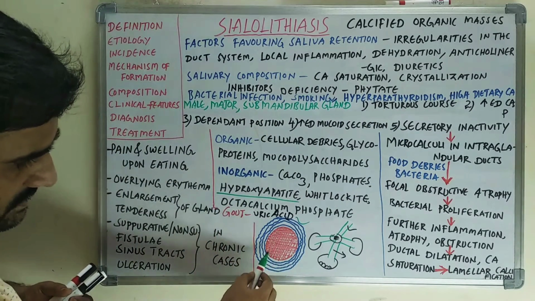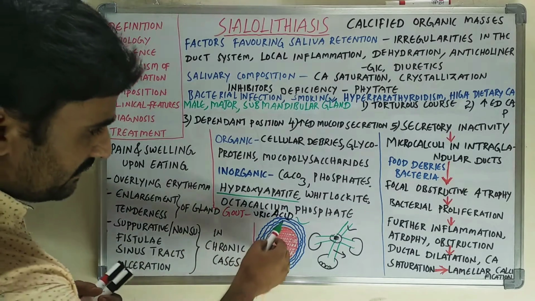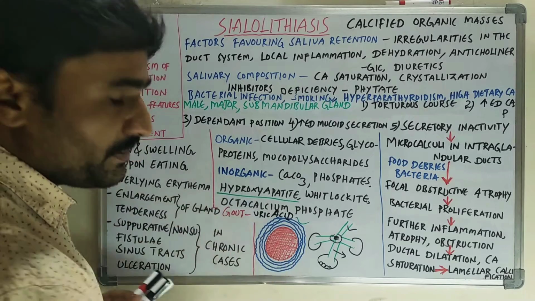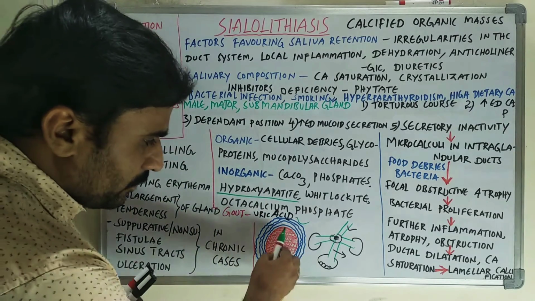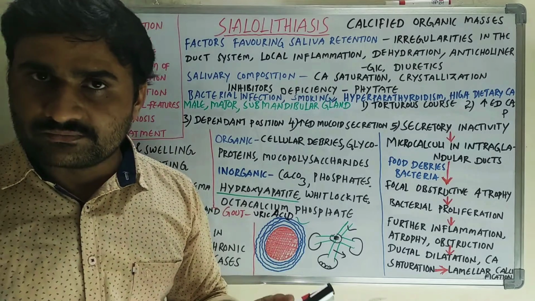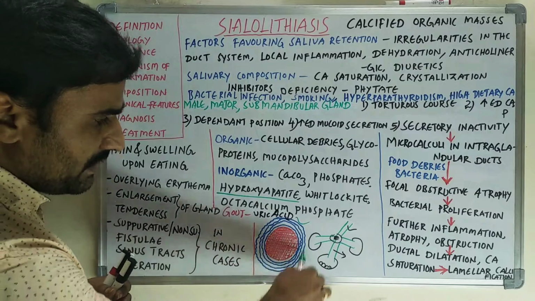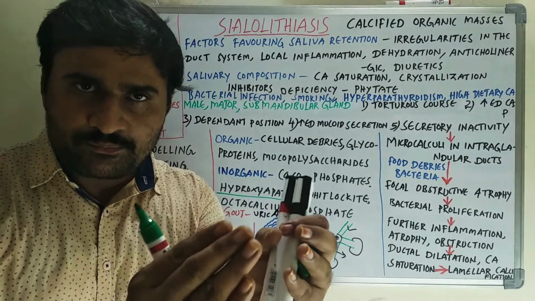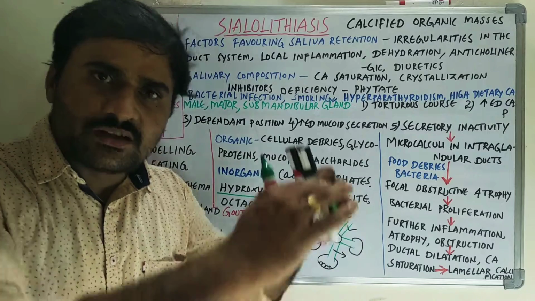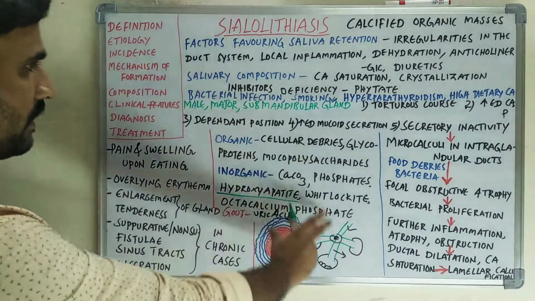In this diagram, you can see this red colored one is nothing but the central core, and these blue colored ones are nothing but the peripheral lamellae, right? This central core is highly calcified or purely organic, and the peripheral lamellae are less calcified. To simply say, the central one is highly calcified and the peripheral ones are less calcified. That's all. This is about the composition.